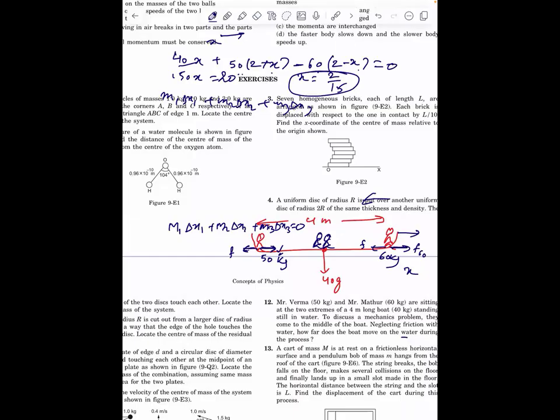If you solve 2 by 15, check everyone, how much is the value coming? 2 by 15, use a calculator. Tell me how much value is coming? Say 0.13. 0.133 towards right. But first note down this method, guys. I'll tell you another method also. This is the simplest method to solve the question, but we have another method also.